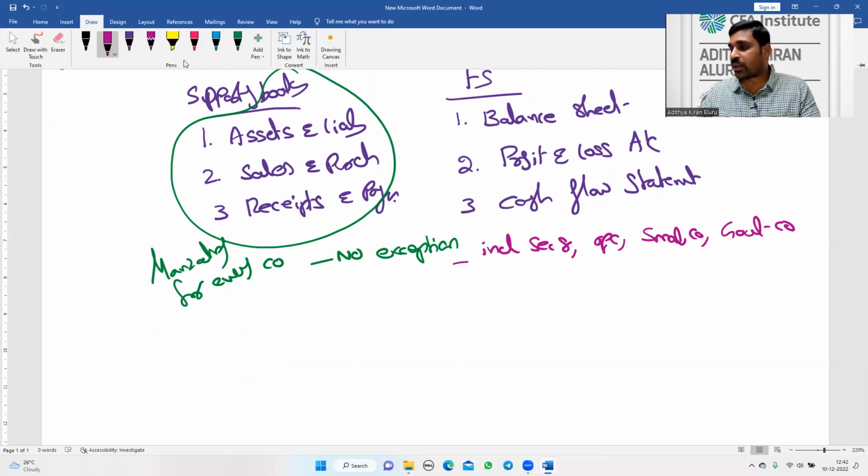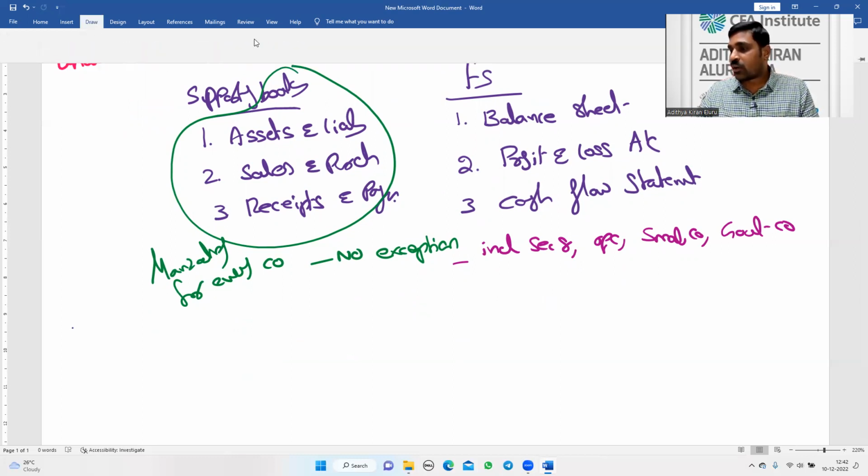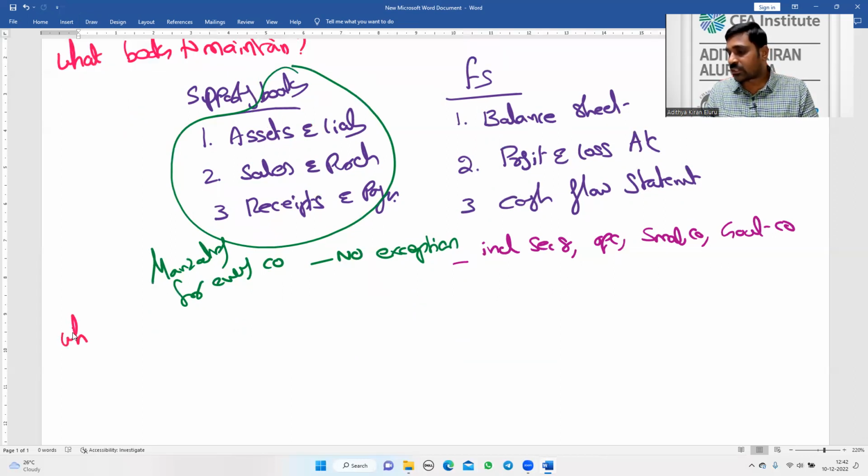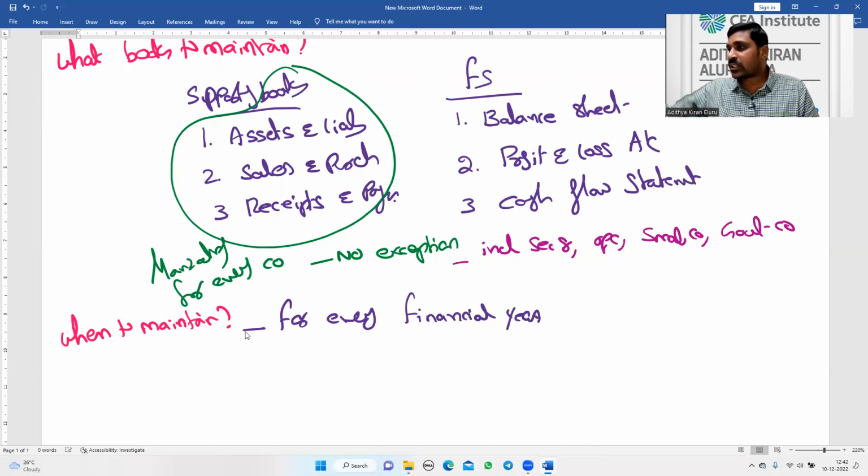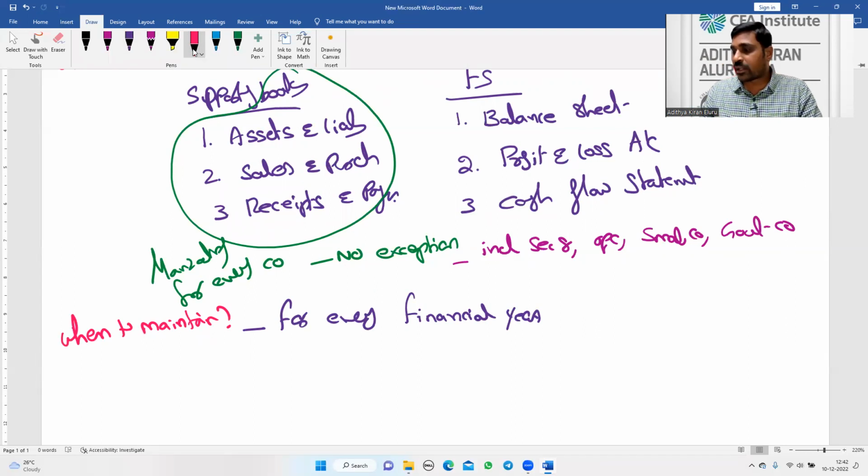Next question: when to maintain those books? The books have to be maintained for every financial year. It's not that they have to be maintained only for one year; for every financial year, they have to maintain the books. That is when to maintain the books.